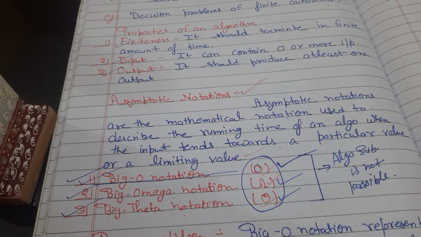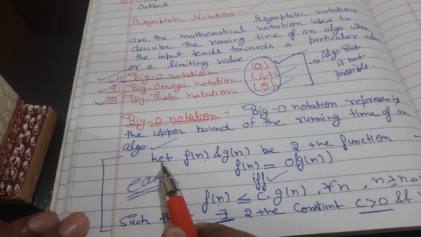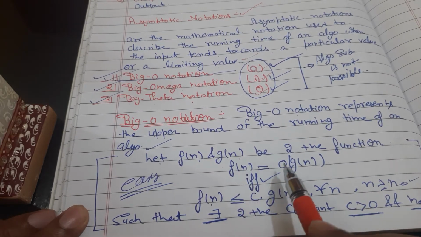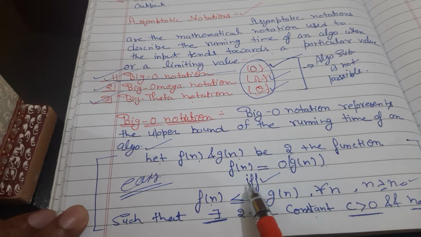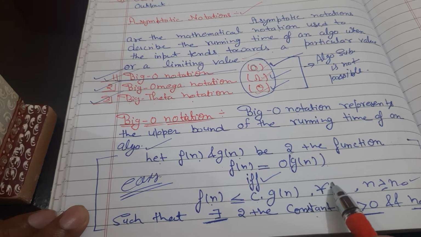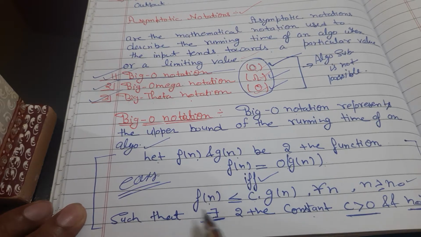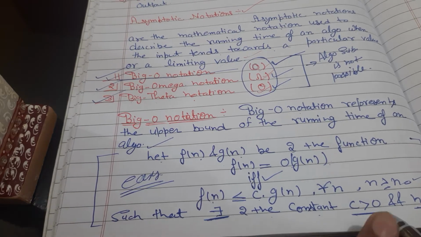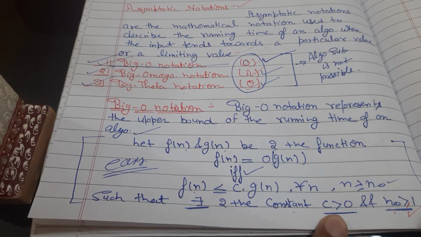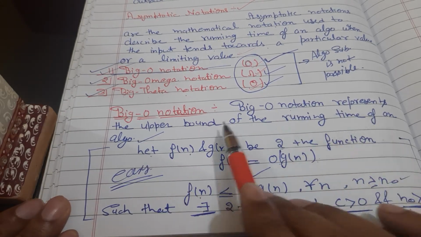So what is a big O notation? The definition of a big O notation is like this: let f of n and g of n be two positive functions. f of n is big O of g of n if and only if f of n is less than or equal to c multiply g of n for all n where n is greater than or equal to n naught, such that there exist two positive constants where c is greater than 0 and n naught is greater than or equal to 1. So big O notation represents the upper bound of running time of an algorithm.